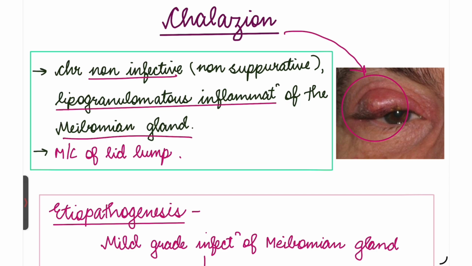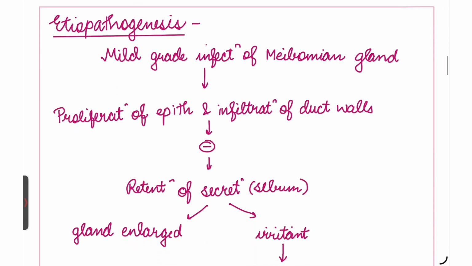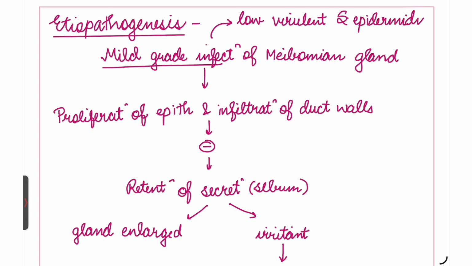Let's look at the etiopathogenesis. The story begins with a mild-grade infection of the meibomian gland. This mild-grade infection can be due to low-virulent organisms such as S. epidermidis, and also it can occur due to Staphylococcus aureus. Due to this infection, proliferation of epithelium and infiltration of duct wall occurs. Now, due to this infiltration, these ducts become blocked.